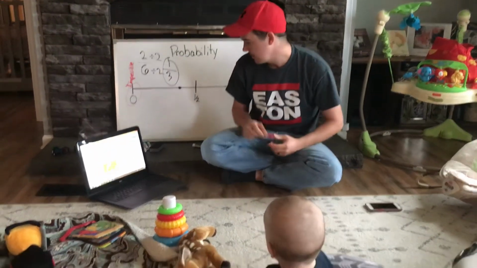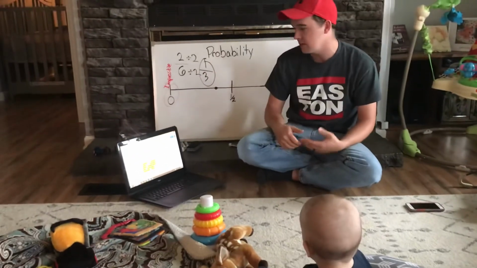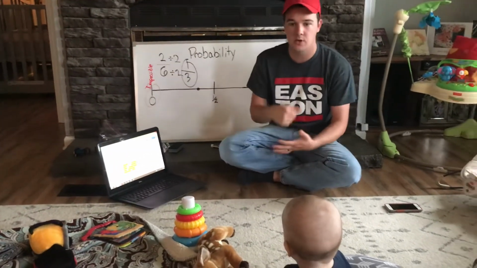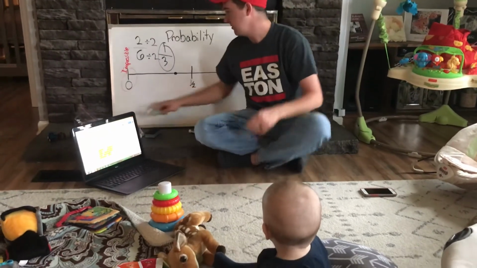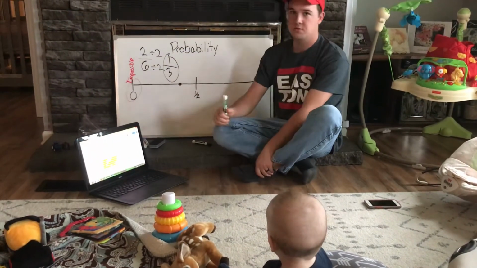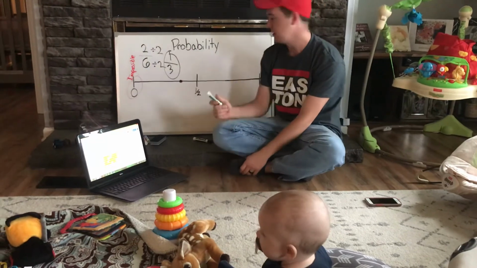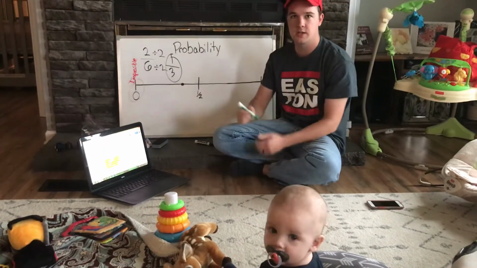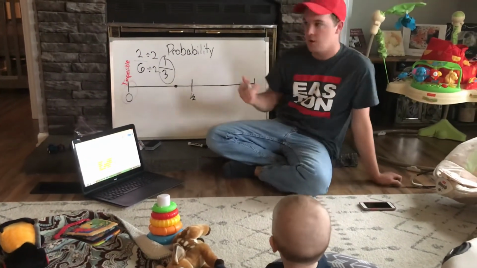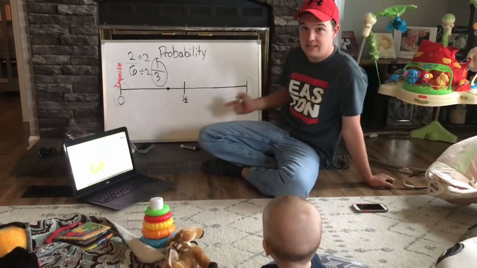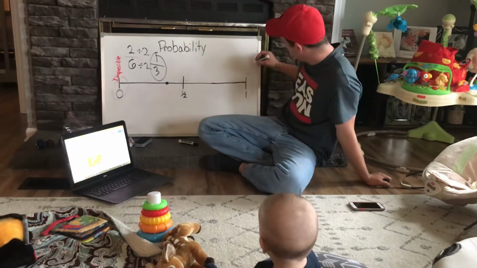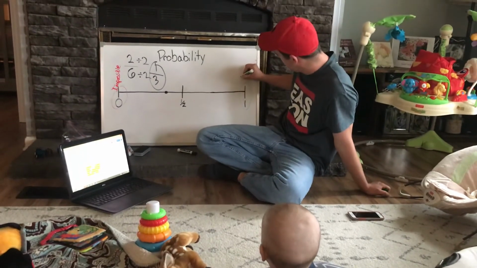Then the next one we have is certain. So it's a 100% chance it will happen. So no matter what, you know it's going to happen. So impossible, I use red because it's not going to happen. For certain, I'm using green, so we know it's going to happen. So it's going to be a 1. The only thing it will be is 1. So certain, we know that it's going to happen.